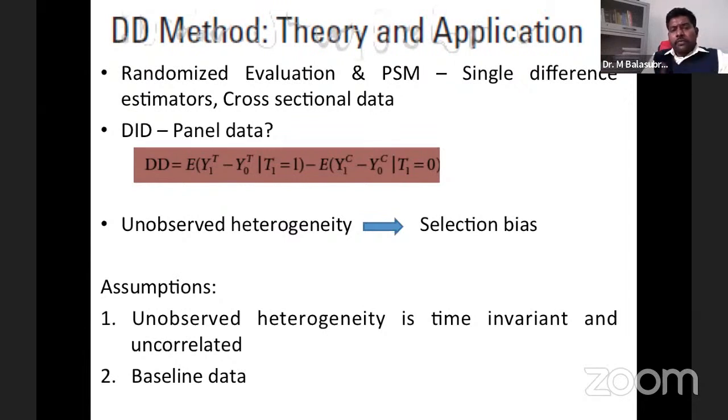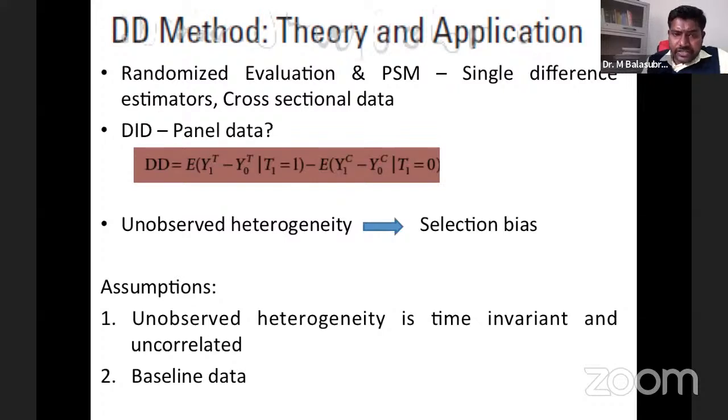So now, in this model, the basic equation is the expected value E of y1t minus y0t over t1 equal to 1, minus the expected value E of y1c minus y0c over t1 equal to 0.